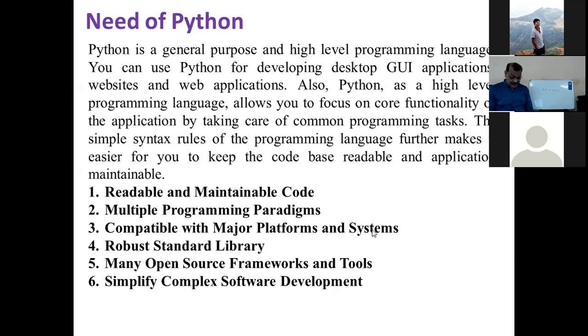Robust and standard library. What do you mean by robust and standard library? All of you know that C++ is a programming language, and whenever you want to write a code you must include some library files. If you want to write a program in C, you must include some library files. If you want to write a program in Java, you must import some packages. Those packages contain their libraries. So every programming language has a set of libraries.